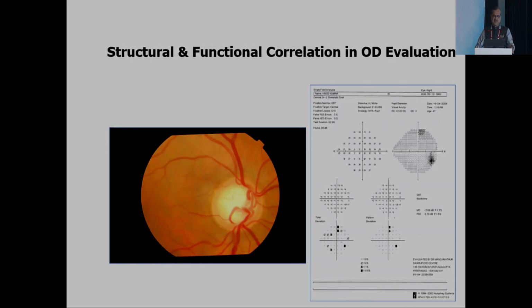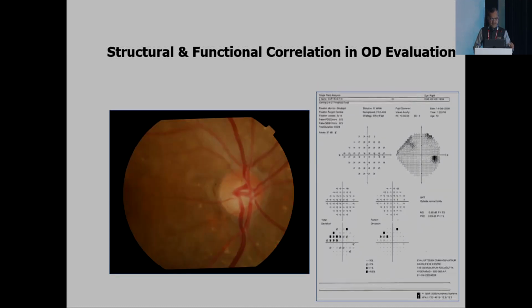So the structural and functional correlation in optic disc evaluation is very important. What I showed you in my first few slides was the size of the optic disc. Here, you are seeing a large optic disc with a 0.75 cupping, but the visual field is absolutely normal. So this is a normal enlarged optic disc with a normal physiological cup. If you see here, I said the ISNT rule.